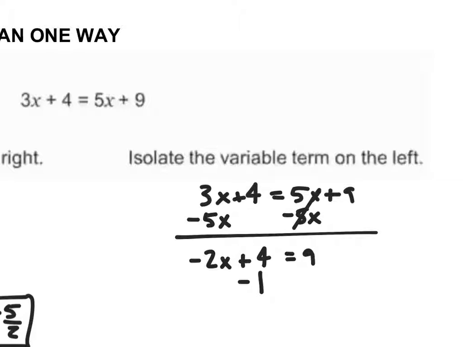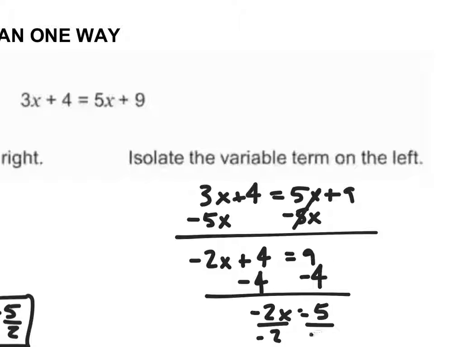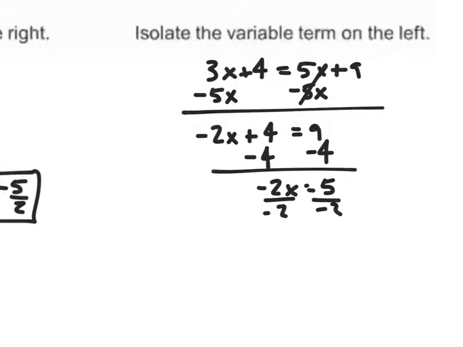So then I'm going to subtract 4 from both sides, and I'm going to get that negative 2x is equal to positive 5. And if I divide by negative 2, okay, then I'm going to get the same thing. I'm going to get that x is equal to negative 5 halves. And that's my answer, okay?